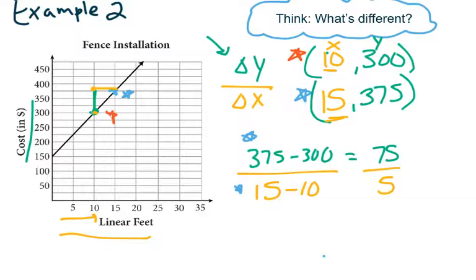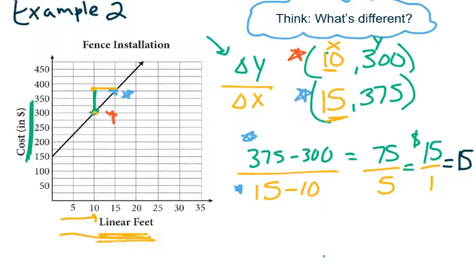So now what I have to do is divide those. 75 divided by 5. Remember this fraction bar just means division. So I'm going to divide 75 by 5. And when I divide those, I'm going to get 15 over 1, which simplifies to 15. Whoops, that's supposed to be a 15. And then what we're looking at here is our y value is cost. So this would be $15.